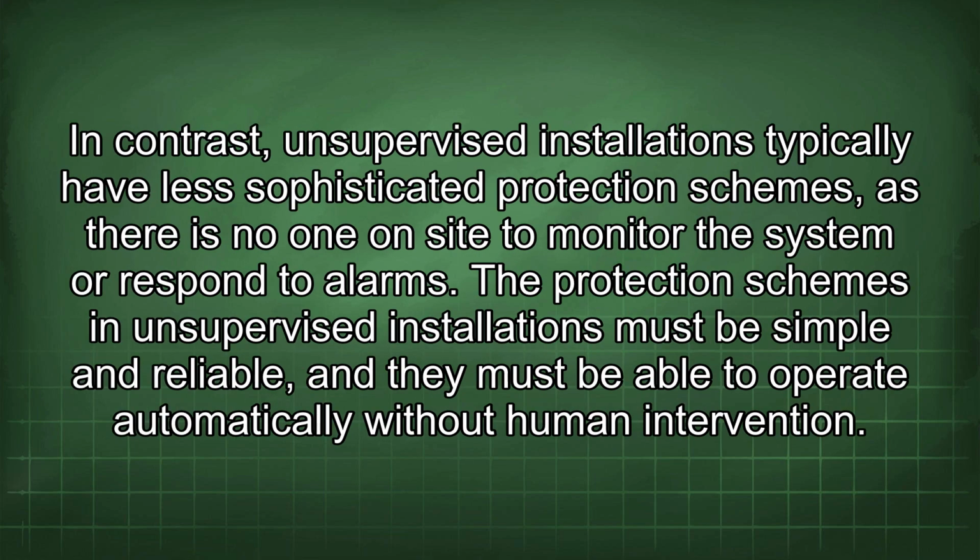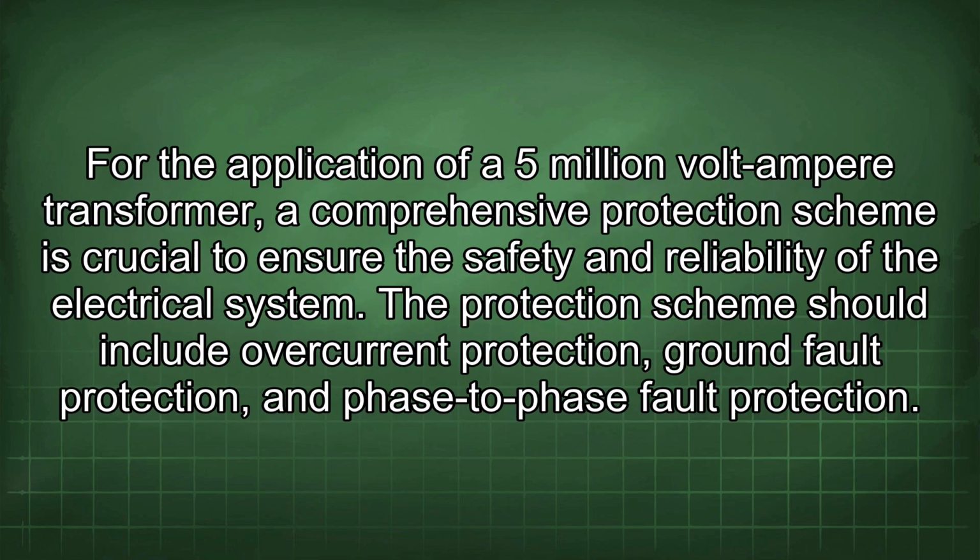In contrast, unsupervised installations typically have less sophisticated protection schemes, as there is no one on site to monitor the system or respond to alarms. The protection schemes in unsupervised installations must be simple and reliable, and they must be able to operate automatically without human intervention. For the application of a 5 million volt ampere transformer, a comprehensive protection scheme is crucial to ensure the safety and reliability of the electrical system.